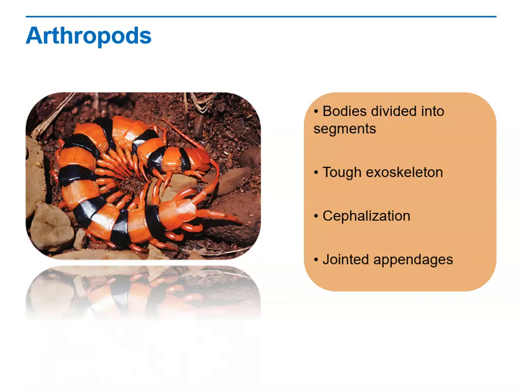Arthropods appeared in the sea about 600 million years ago and have since colonized freshwater habitats, the land, and the air. At least 1 million species have been identified, more than 3 times the number of all other animal species combined.